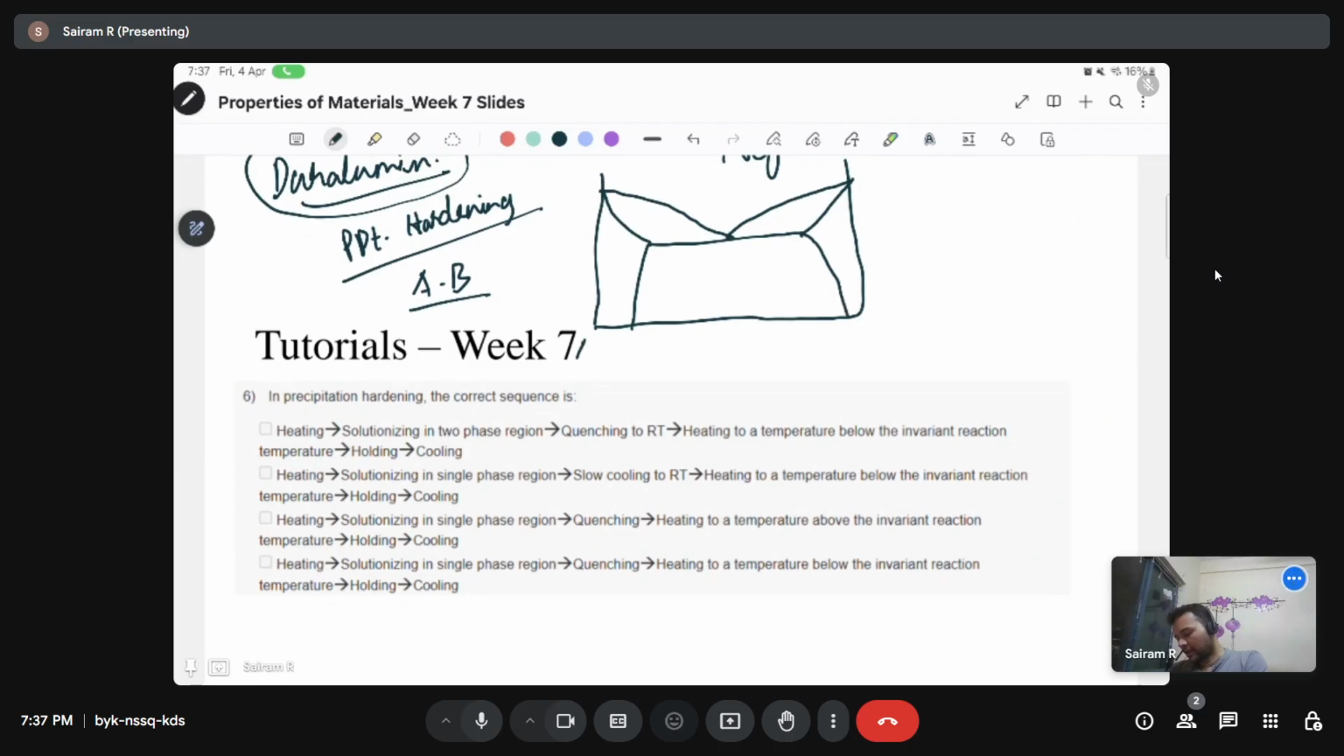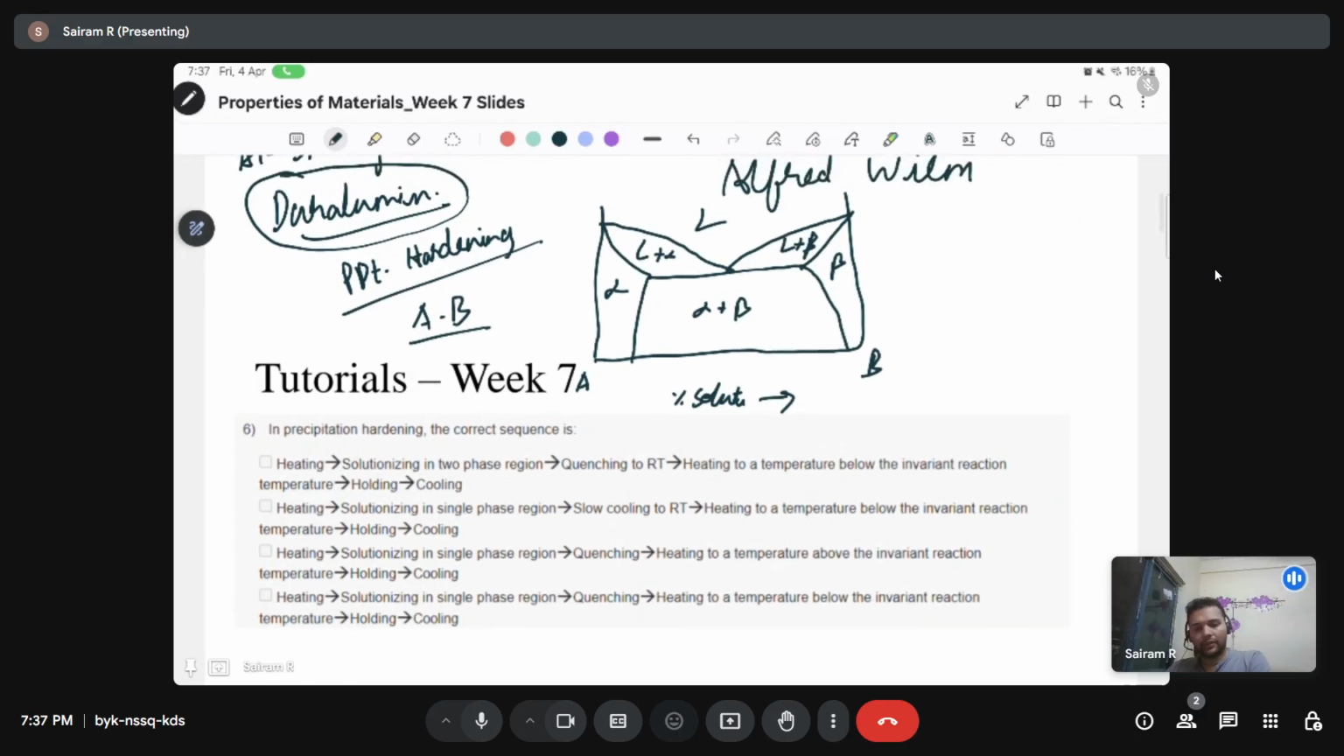Okay, we have A, we have B, percentage solute. Going towards it, let's just say this is L, alpha, beta, alpha plus beta, L plus alpha, L plus beta. Okay, this is a binary phase diagram, a very simple, very crude representation of it.